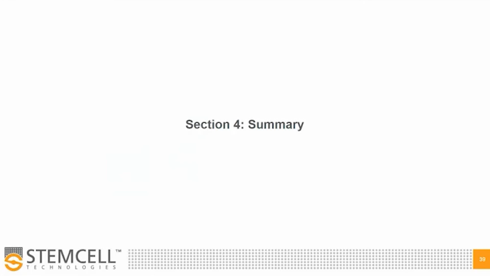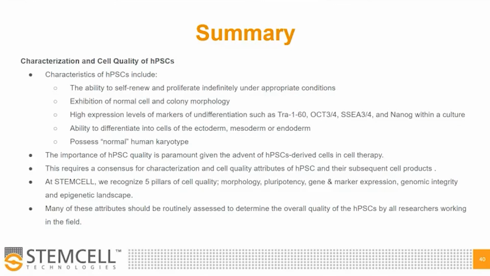So, in summary, characteristics of hPSCs include the ability to self-renew and proliferate indefinitely under appropriate conditions, the exhibition of normal cell and colony morphology, high expression of markers of undifferentiation such as TRA-1-60, OCT3 and 4, SSEA3 and 4, and NANOG within a culture, the ability to differentiate into cells of the ectoderm, mesoderm, and endoderm, and possession of a normal human karyotype.